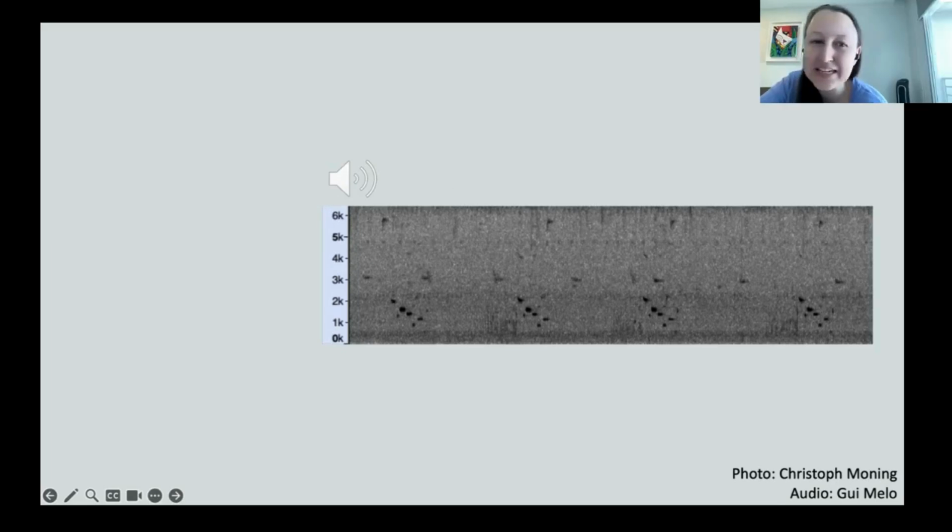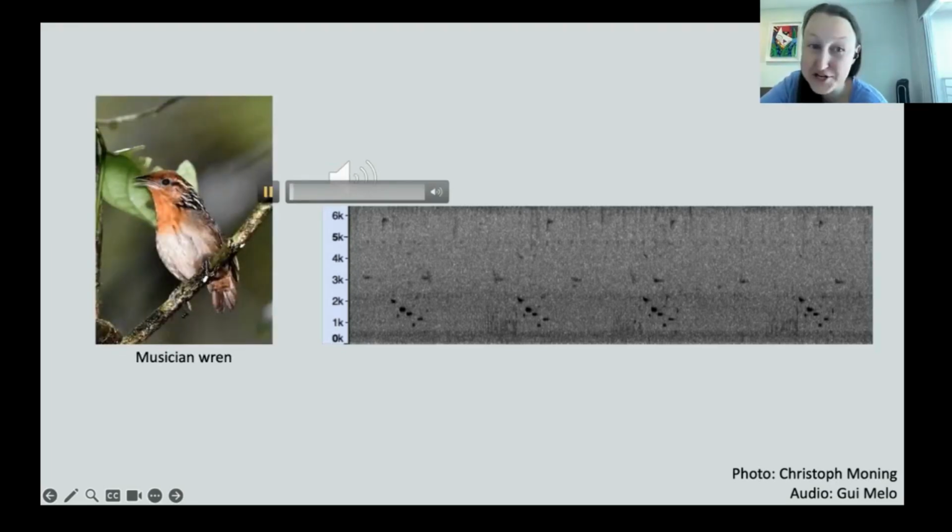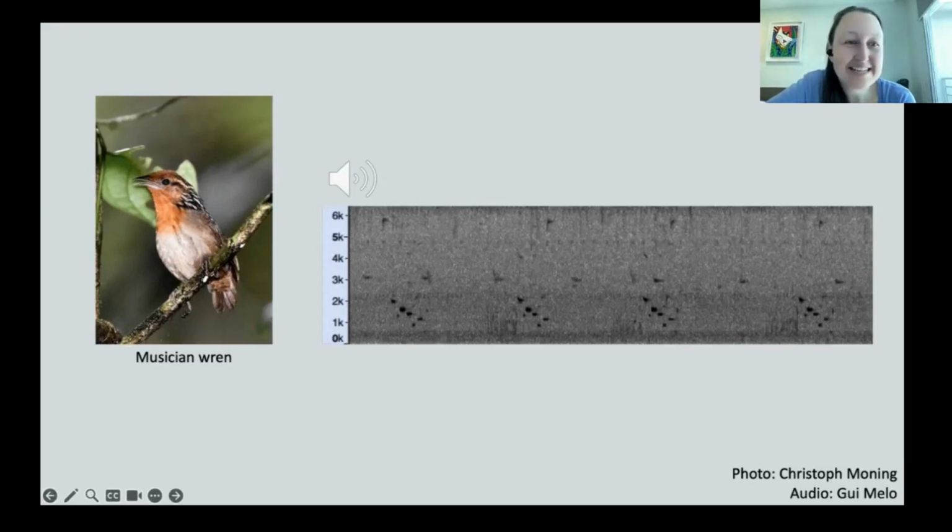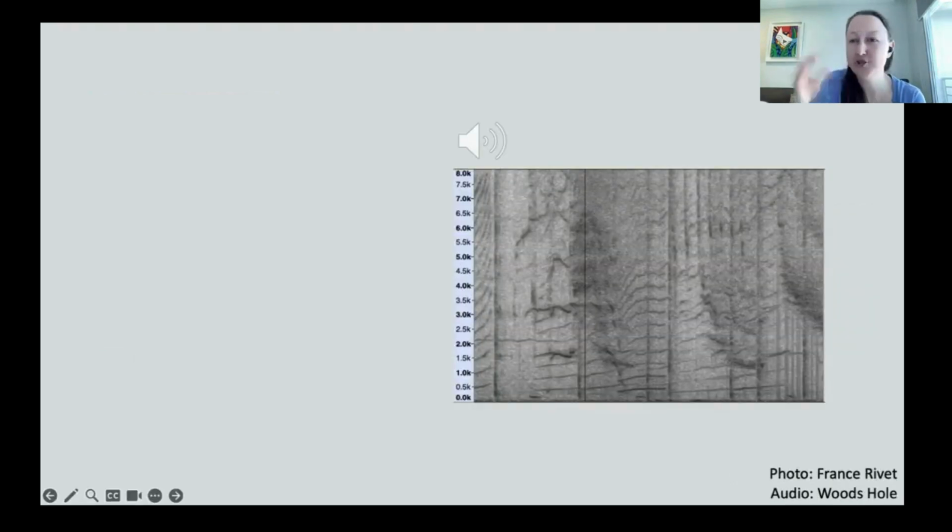So that is the aptly named musician wren, which sounds very melodic. And these microphones can also be put under the water. Well, hydrophones can be used underwater as well to get at things like this.